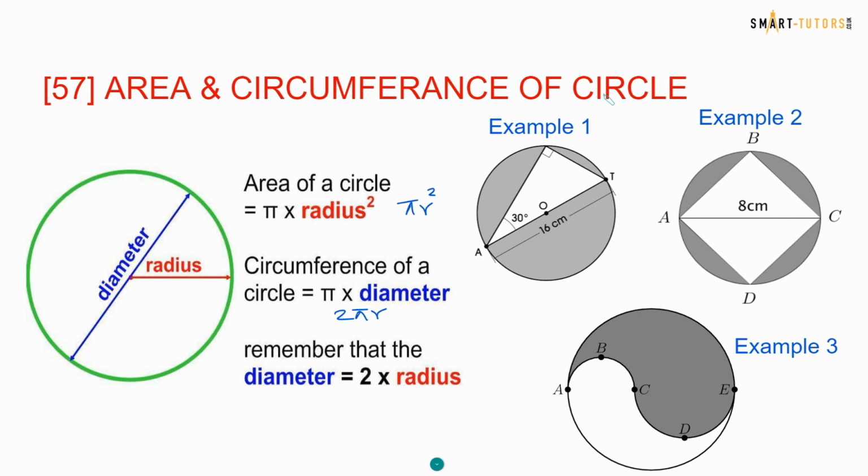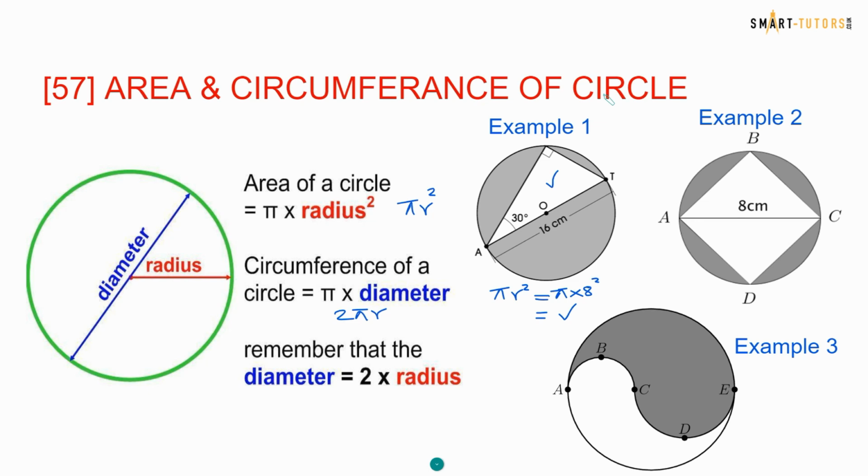And if they ask you to find out the shaded area in the example 1, find out the circle's area, which is pi r squared, which is pi times 8 squared, which is diameter is 16, half is 8 squared. So you have the answer. From the full circle area, you take away the area of the triangle. So the area of the triangle, you don't know the measurements.